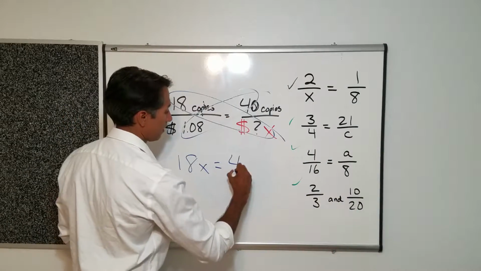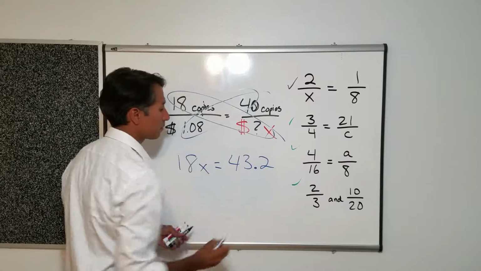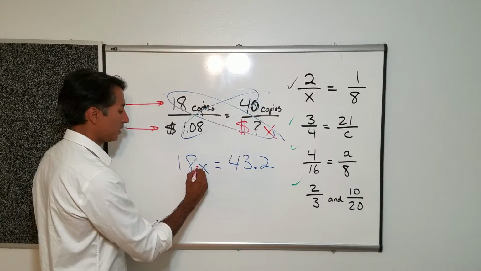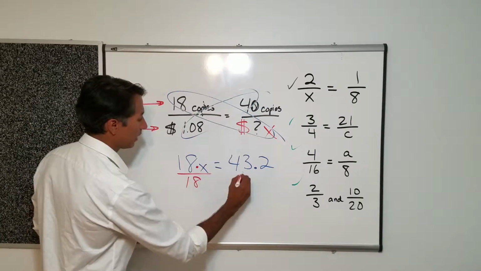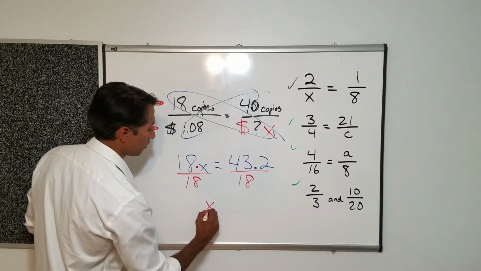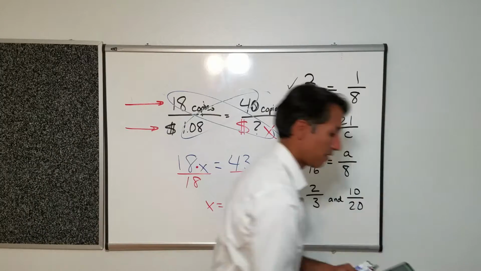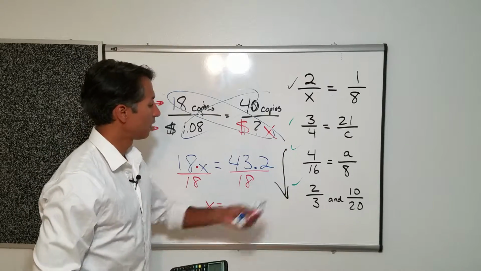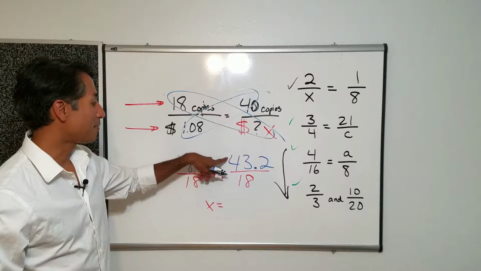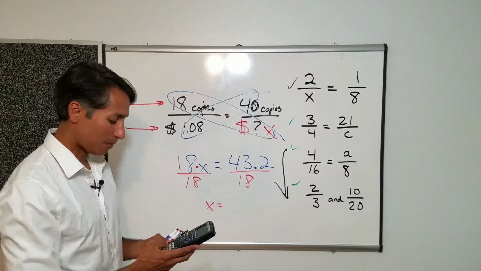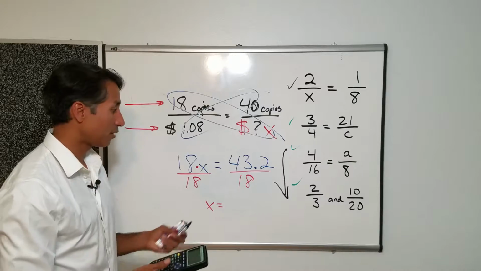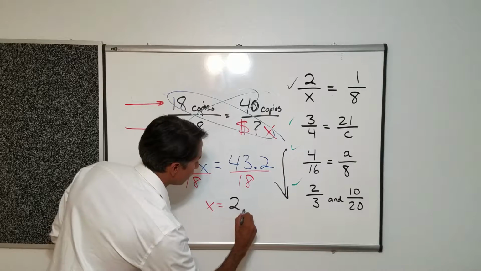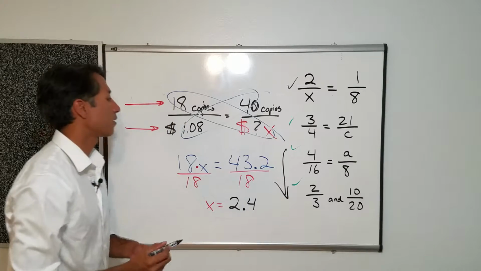All right. And from there, I need to isolate the variable. This is 18 times x, so we divide by 18. So x equals, let's just divide it. There, that was actually pretty cool. 43.2 divided by 18, I'm just using my calculator. If you can't use a calculator, it'll take you a little bit longer. And I get an answer of 2.4, okay?